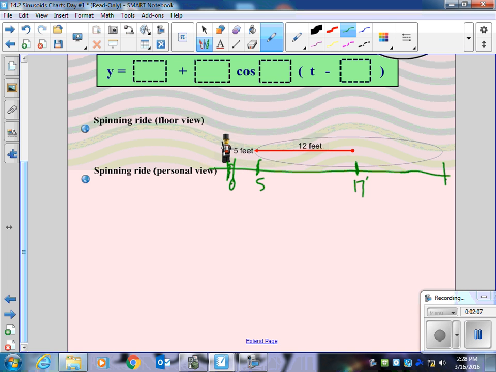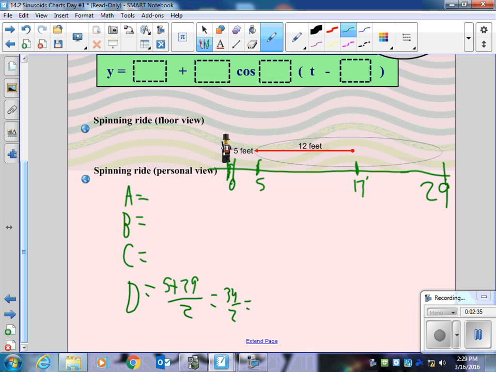What will this far be? Way out here. If this is 12, what's this distance going to be? 12. So that'll be 29 feet. You okay with that? Is that good? All right. So then we're going to go A, B, C, and D. D is the middle. It's 5 plus 29 over 2, which is 34 over 2, which is 17.